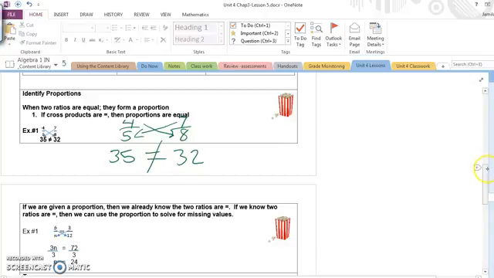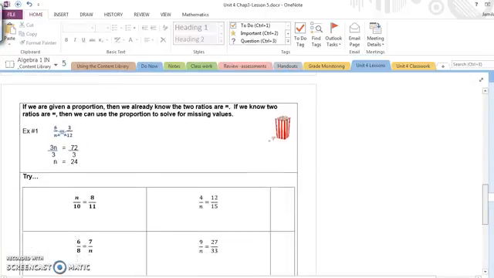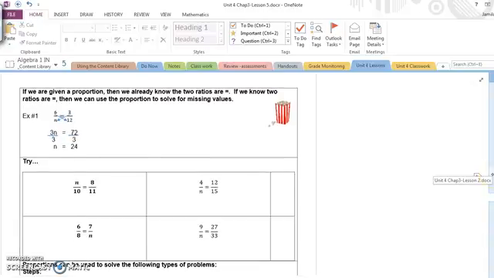So let's scroll down. If we are given a proportion, then we already know the 2 ratios are equal. So if it is given to you in a problem, if they have it set up and they already have them set equal, we know the ratios are equal, meaning they reduce to the same fraction. If we know 2 ratios are equal, then we can use the proportion to solve for missing values. So for example, 6/n equals 3/12.